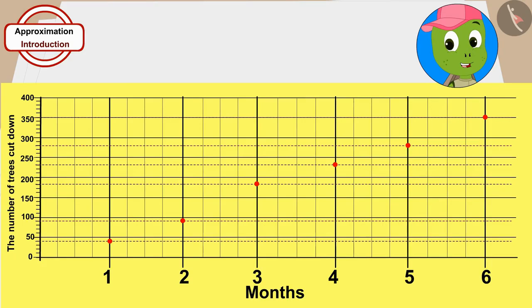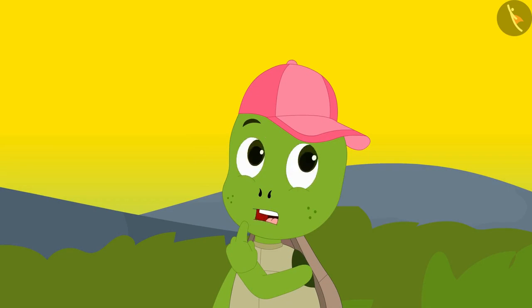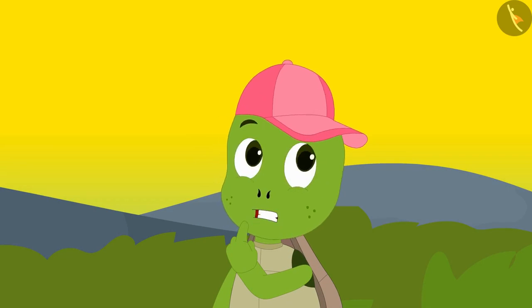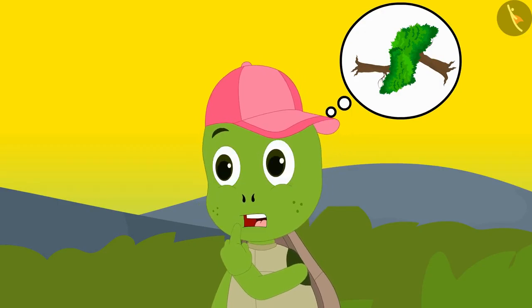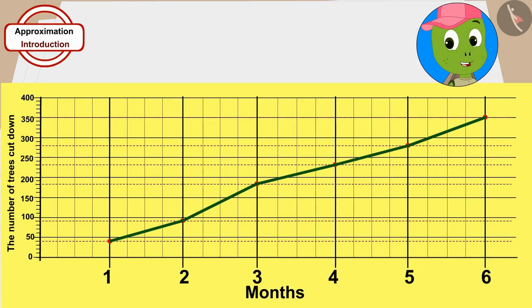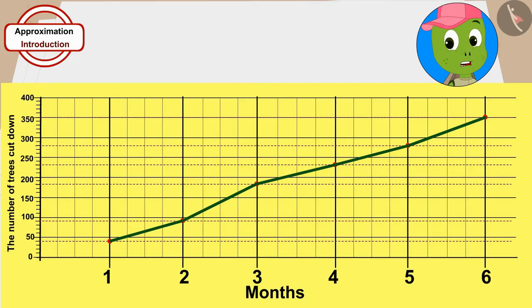6 months have passed. This is a very serious problem. So many trees are cut every month. But in what month have the most trees been cut down? Children, by looking at this chart, can you tell in which month the most trees have been cut? There is maximum difference between the dots of the second and third months. So, the maximum trees were cut in the third month.